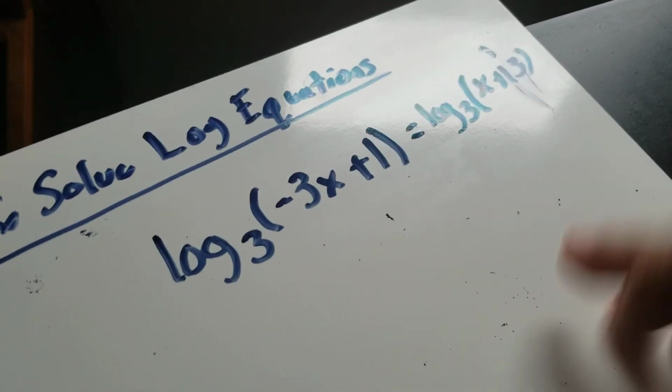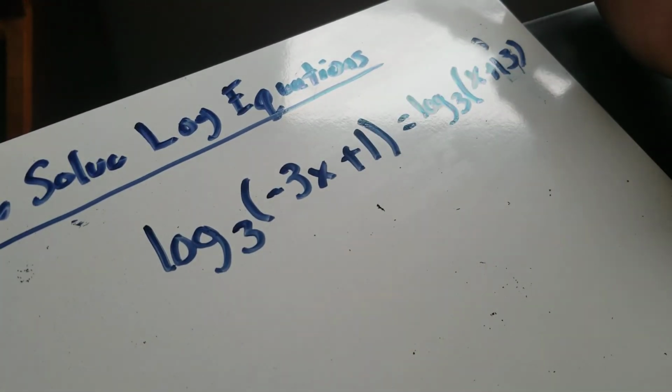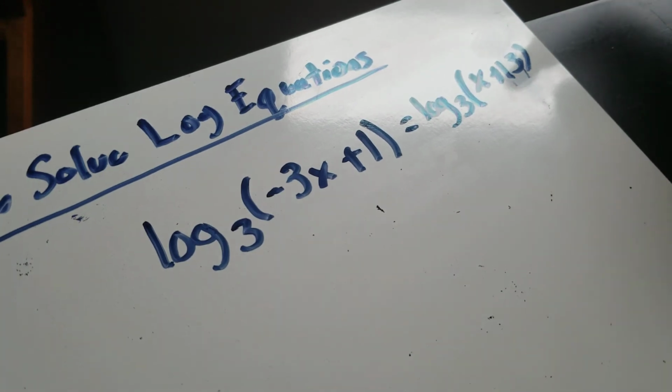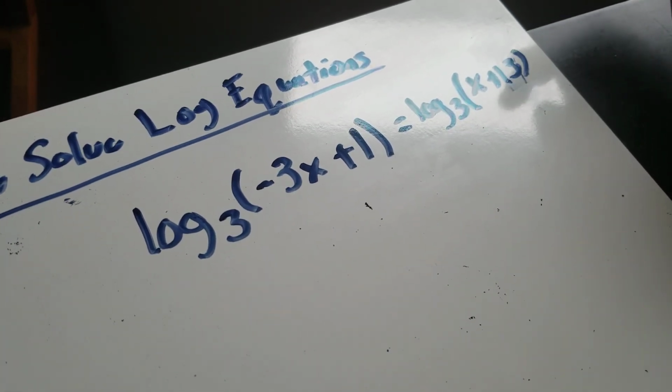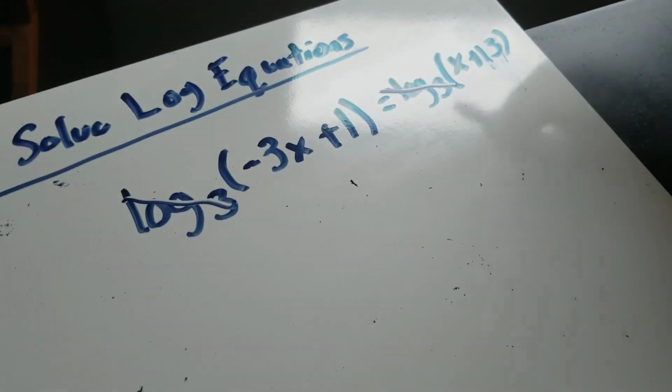Okay? So let's do our next one. Pause if you need to write it. Log base 3 of negative 3x plus 1 equals log base 3 of x plus 13. All right, first we're going to see if we can cancel out the logs. Hey, they're the same number. So step 1, cancel out the logs, it's a go.